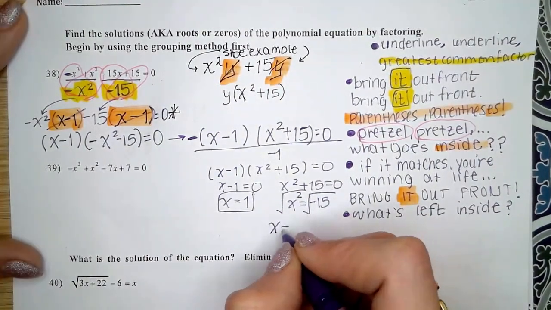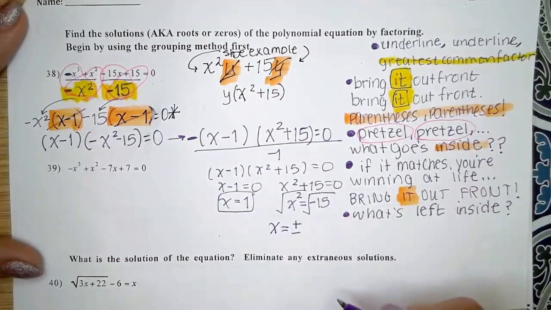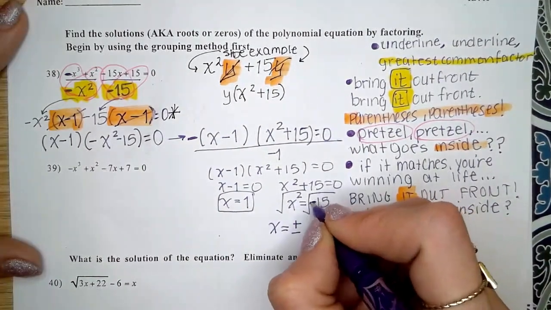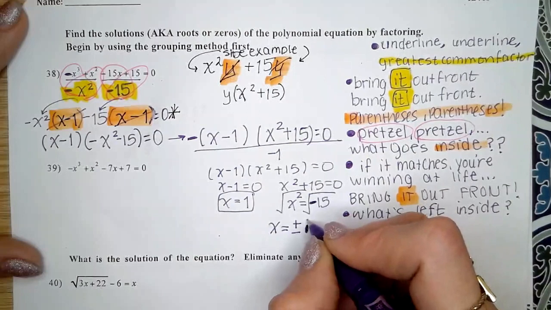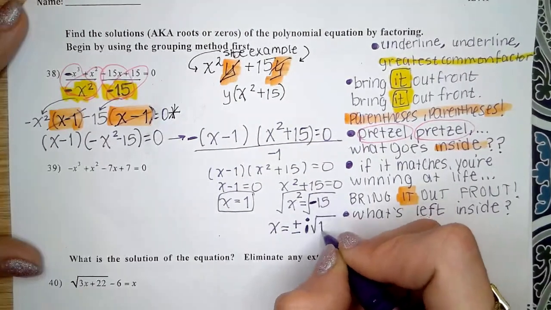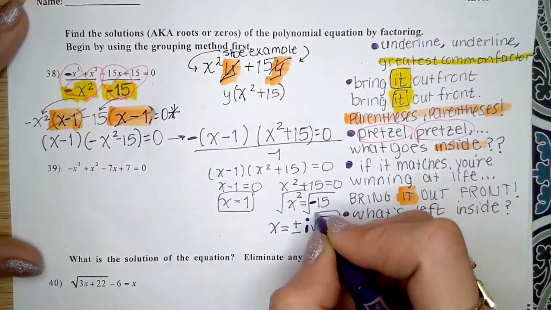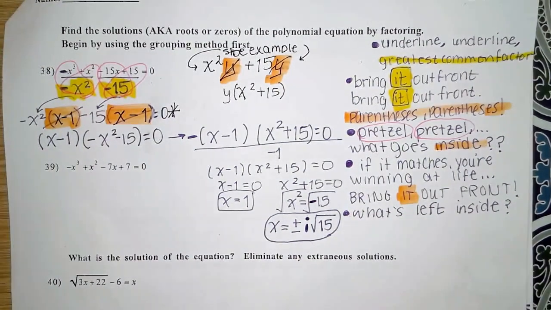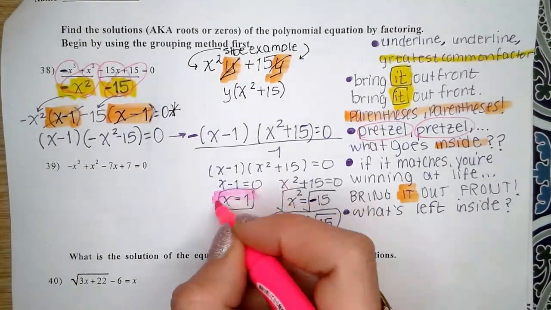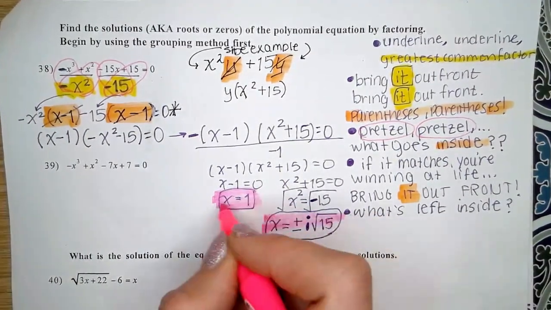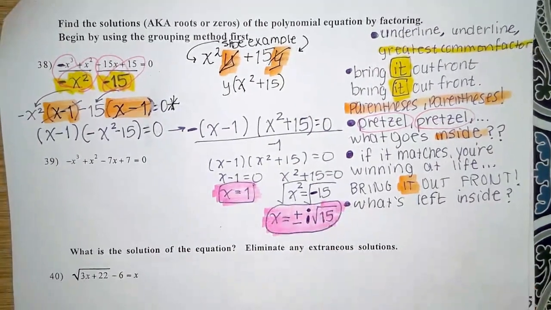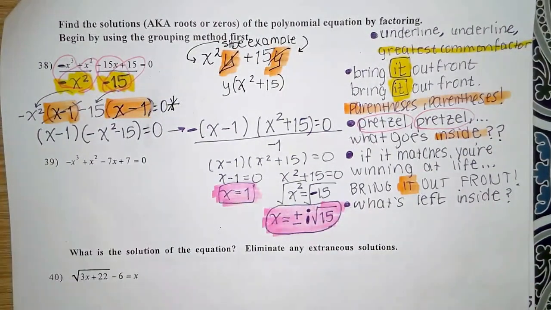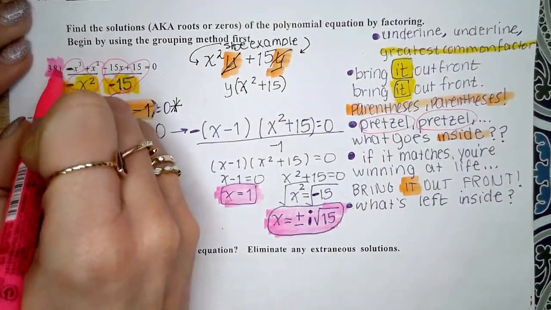When you take the square root, you have to put plus or minus in front. And then the negative, I hope you all remember, turns into an i, and 15 is the only thing left inside. It actually does not simplify, so in this case, we just leave it the way it is. So my final answers are going to be highlighted in pink right now. My final answers are this one real answer of 1, and these two imaginary answers of positive and negative i radical 15. So that was number 38.